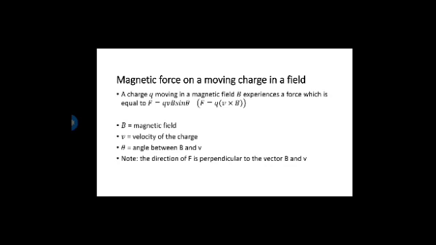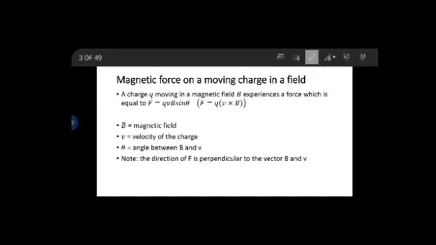Now, this leads us to the next thing here, which is magnetic force on a moving charge in a field. A charge Q moving in a magnetic field B experiences a force which is equal to F equal to QVB sine theta. Okay, F equal to QVB sine theta.